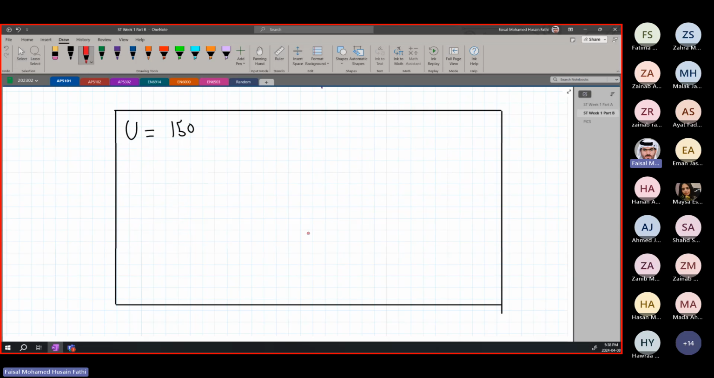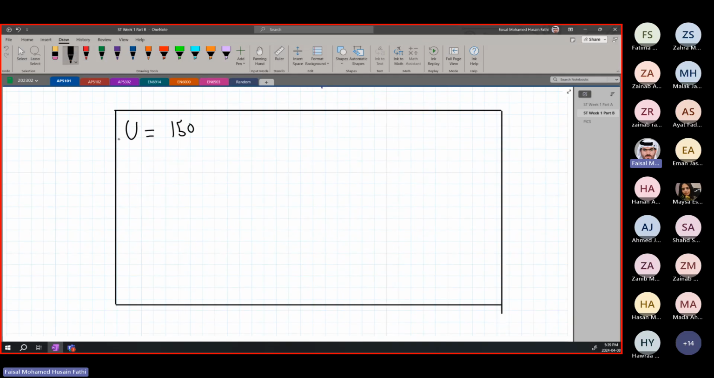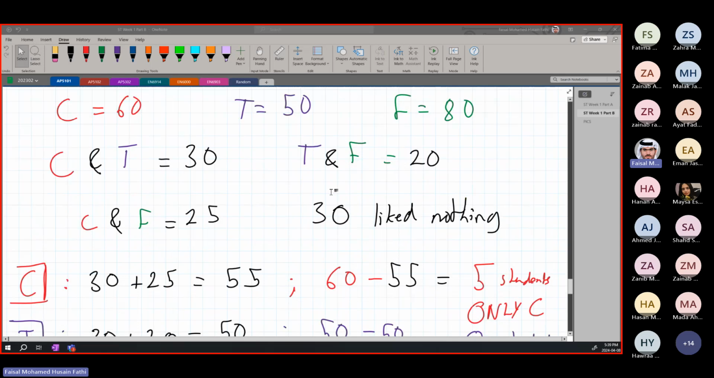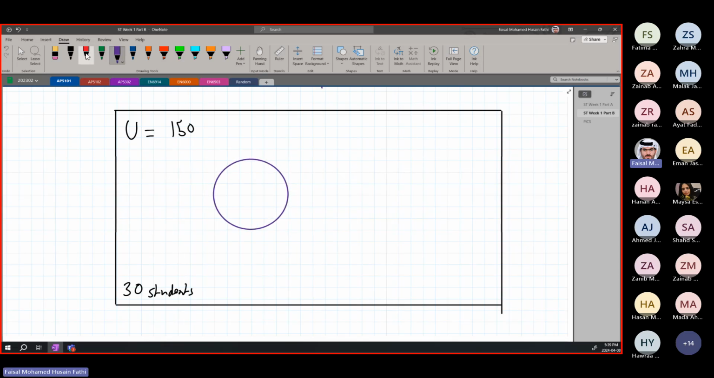All right. We have 30 of them that are outside, 30 students. Why are they outside? Because they like nothing. They're the students that do not like any of the sports. So they're outside. Now we're going to draw the 3 circles, and then we're going to combine them properly.